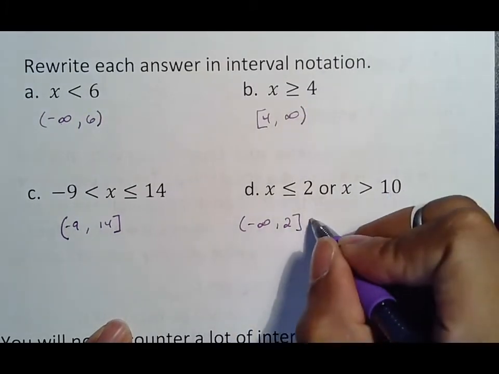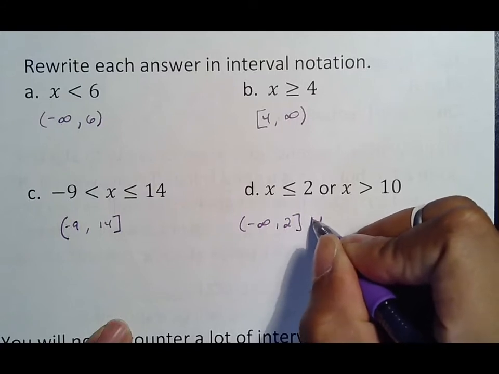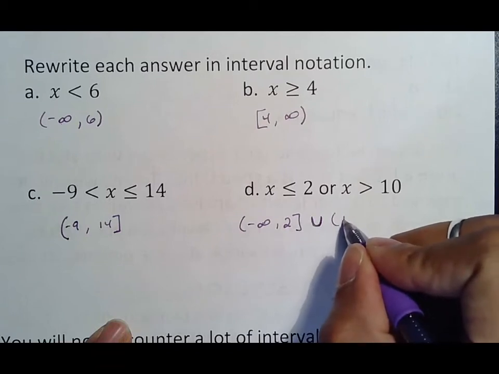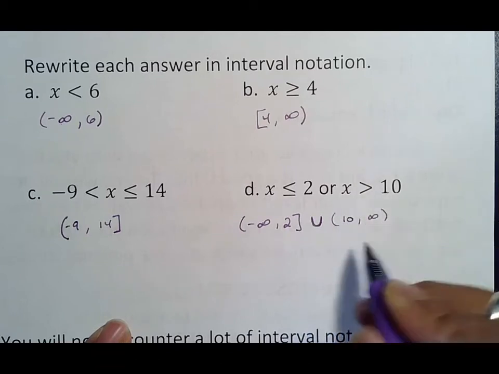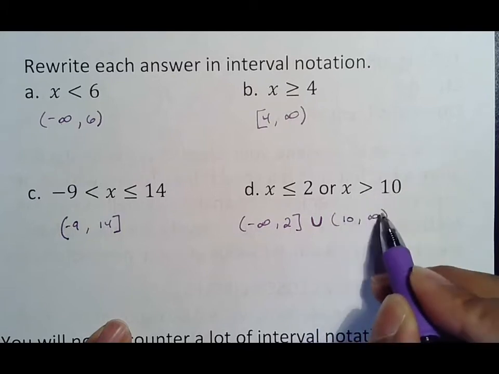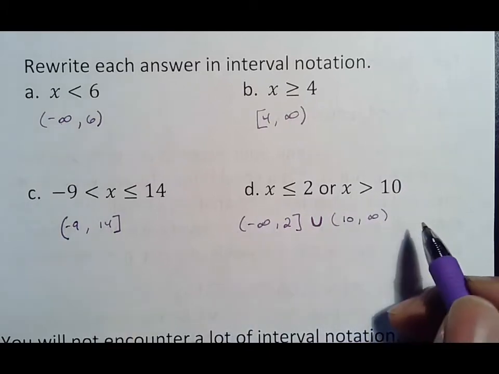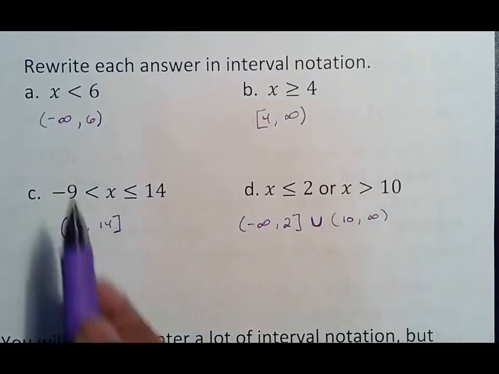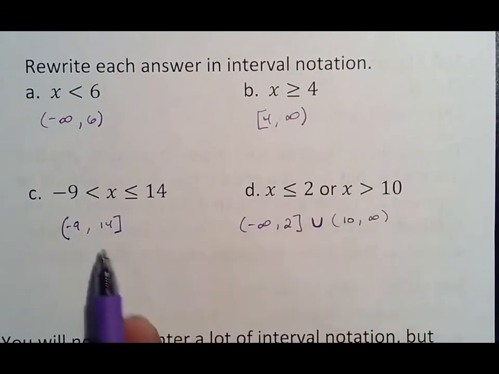But we need a second one, so we will use the U, which means union, which means put this together with whatever I have here, which is going to go from 10 to infinity. Why did I use an open parenthesis? Because that would be an open circle. You always use a parenthesis on the infinity stuff. So there you go. That is your interval notation, the 4 situations you will see.